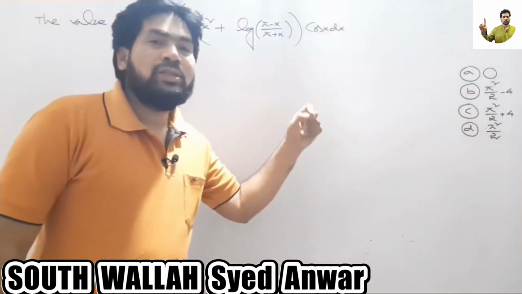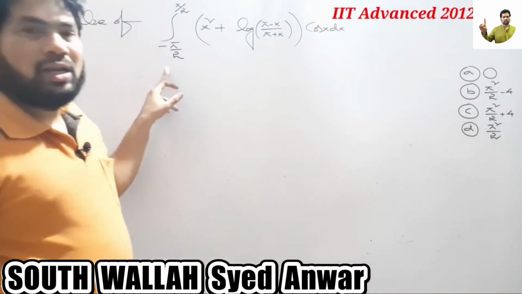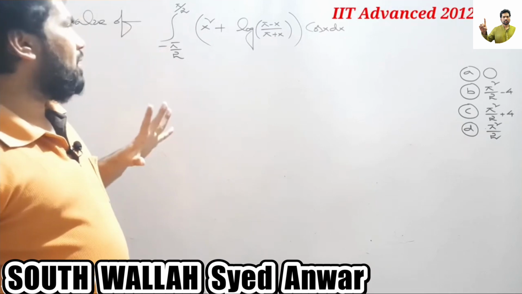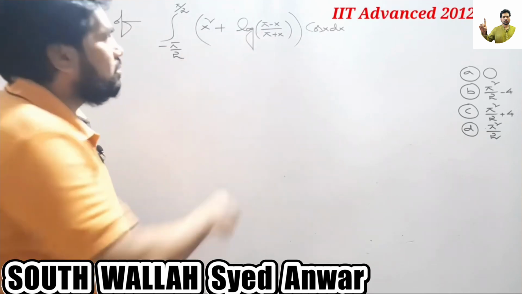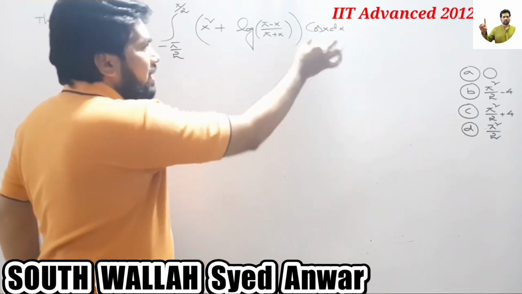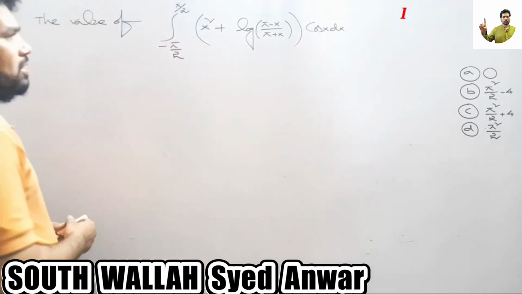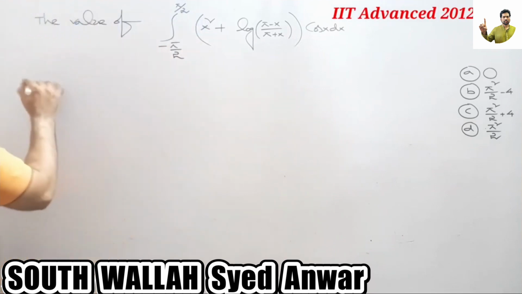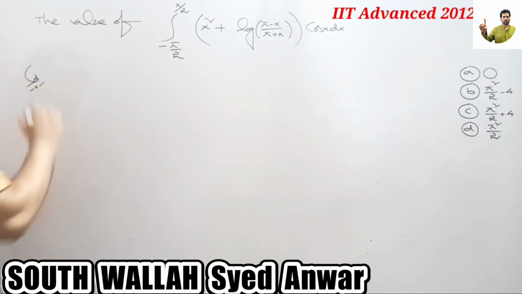Now let us go to discuss another question. The value of integral from minus pi by 2 to pi by 2 of x square plus log of (pi minus x) by (pi plus x), multiplied by cos x and dx. Right. We'll see the solution for this question.